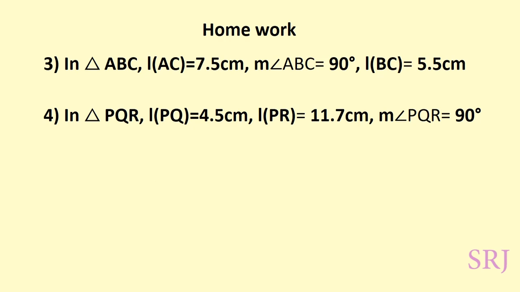Homework. Question number 3. In triangle ABC, length AC is equal to 7.5 cm. Measure angle ABC is equal to 90 degree. Length BC is equal to 5.5 cm. Question number 4. In triangle PQR, length PQ is equal to 4.5 cm. Length PR is equal to 11.7 cm. Measurement of angle PQR is equal to 90 degree.